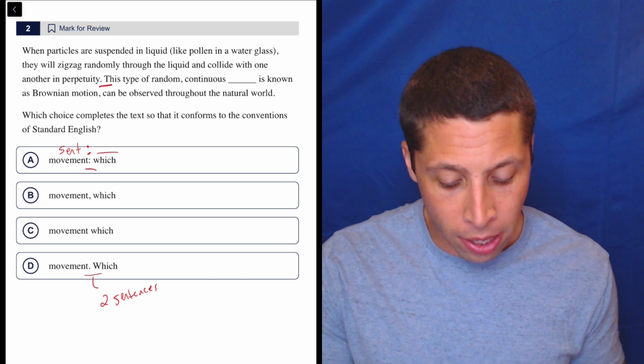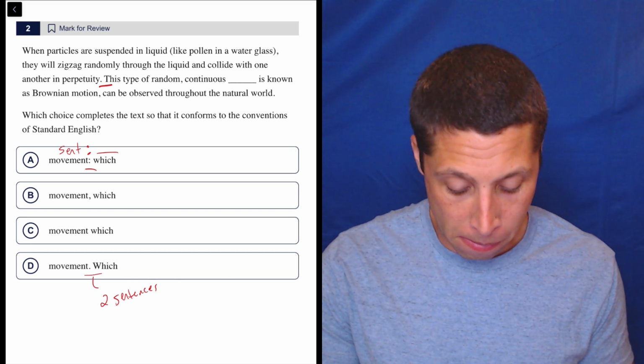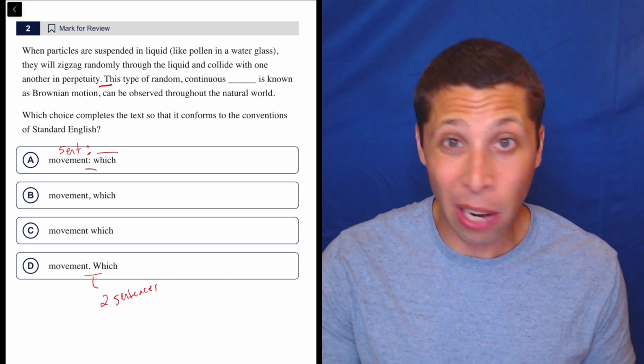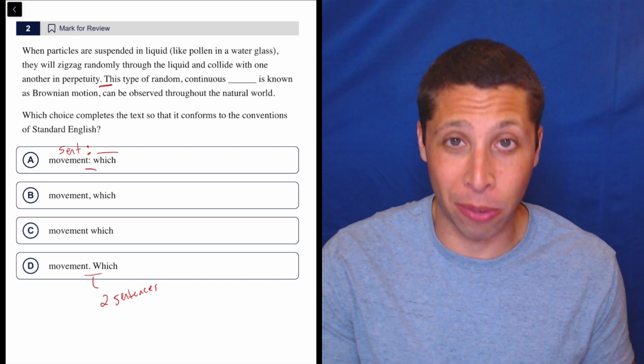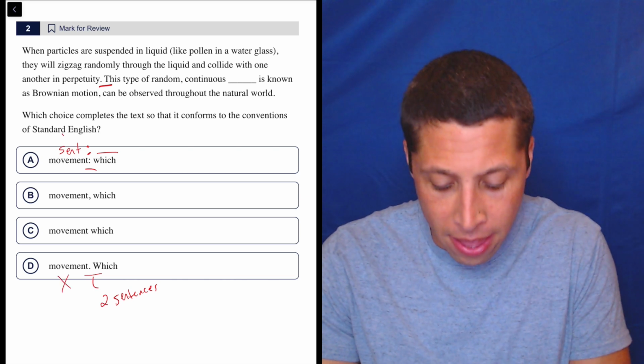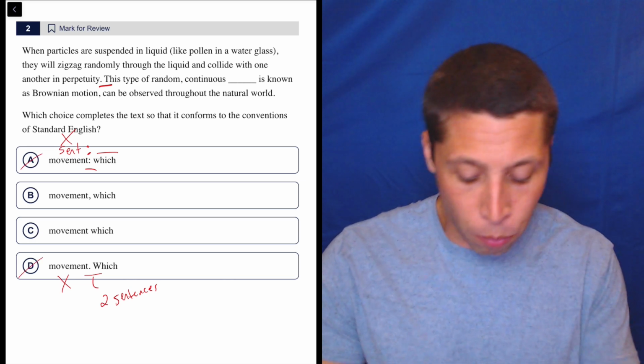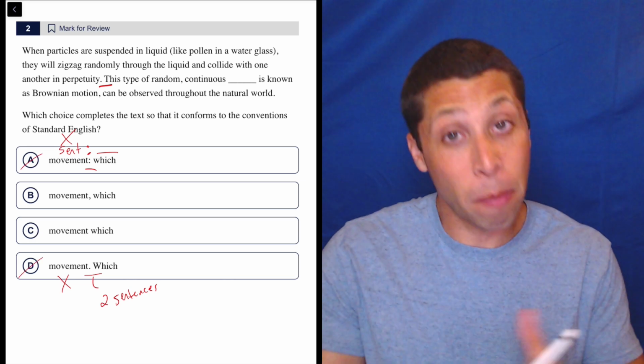So starting here, this type of random continuous movement. Could I end that right there? No, that seems like I just stopped short in the middle of a sentence, right? I mean, you heard it. So it fails the first test, right? This is not a sentence. This is not a sentence. So A and D don't work. So we don't need that strong punctuation mark. Maybe we need a comma.